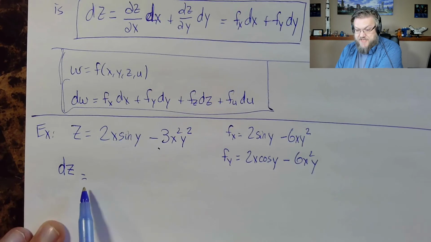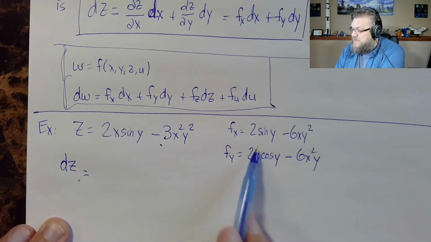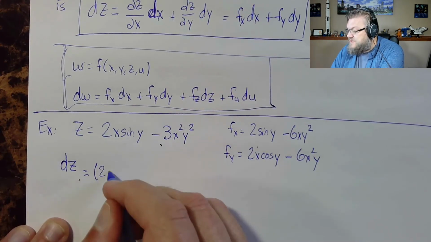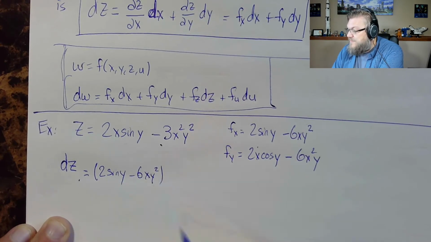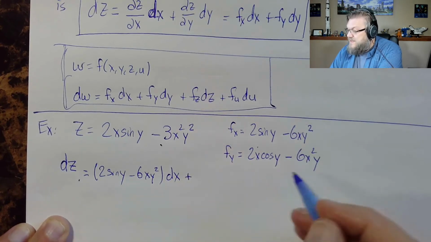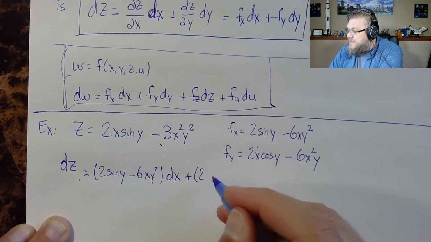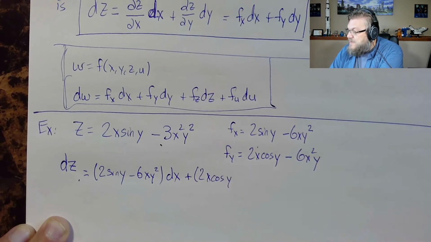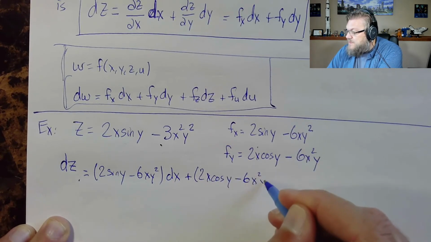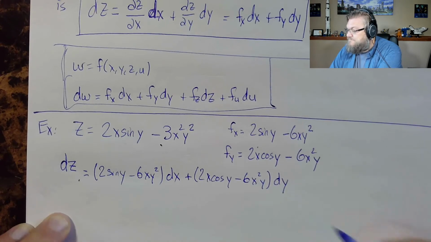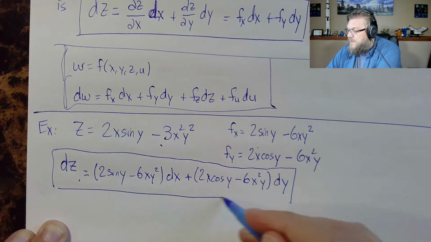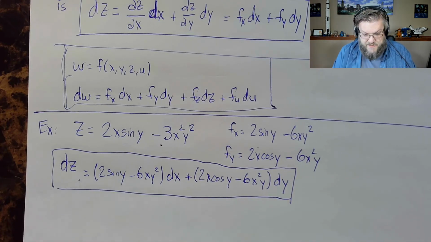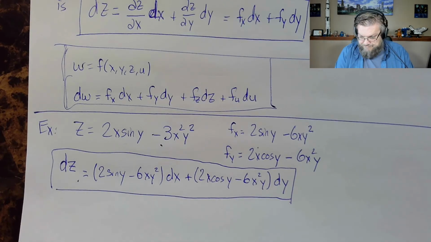Okay. So I'm now ready to assemble my total differential. It's going to be the fx part, 2 sine y minus 6xy squared dx, plus the fy part, 2x cosine y minus 6x squared y dy. Okay? That's how we calculate total differential, right there.